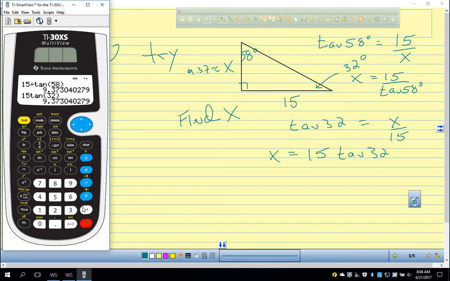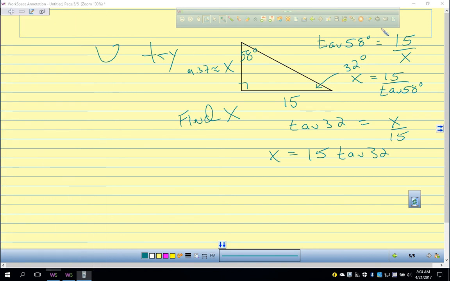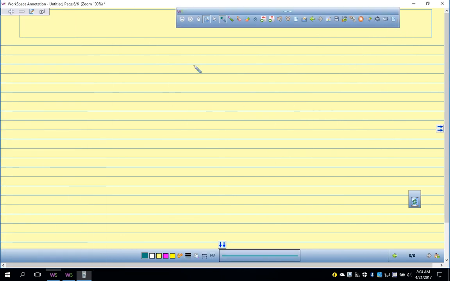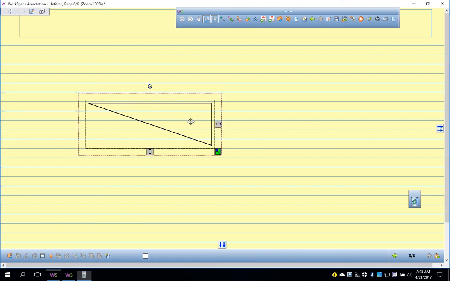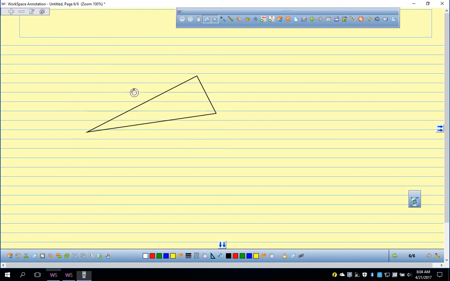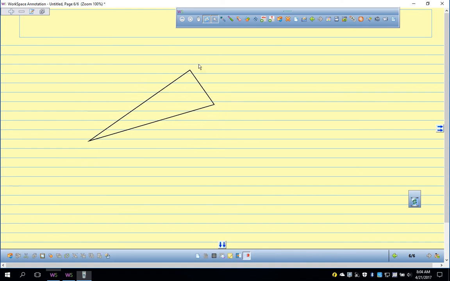What if, now we're going to get you really messed up, okay? What if instead of wanting to find a side of a triangle, I want to find an angle. Here's a triangle. I'm going to take this triangle and turn it around to make it confusing. There's a triangle. That's not very confusing.